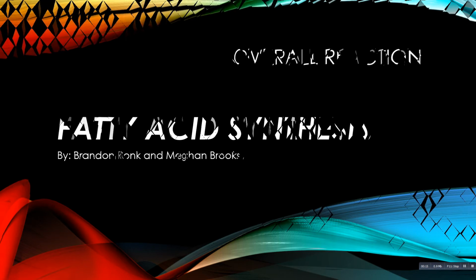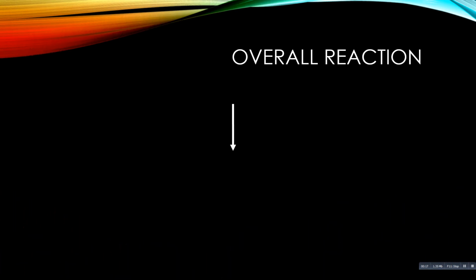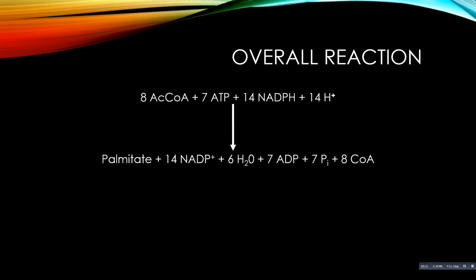And the first thing that we're going to address is just the overall reaction of fatty acid synthesis. As you can see here, it takes the acetyl-CoAs and combines them to create a palmitate group. It also oxidizes NADPH into NADP+, as well as ATP into ADP. This reaction also produces water and inorganic phosphate, as well as regular coenzyme A groups.